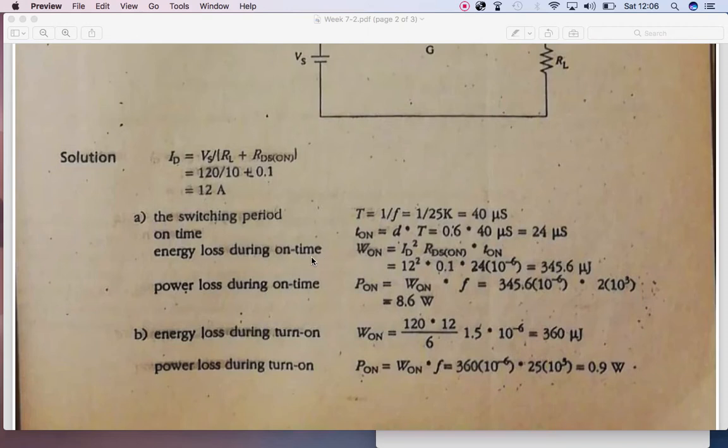And now we have to firstly calculate the energy loss during the on state, and after that we will calculate the power loss during the on state.